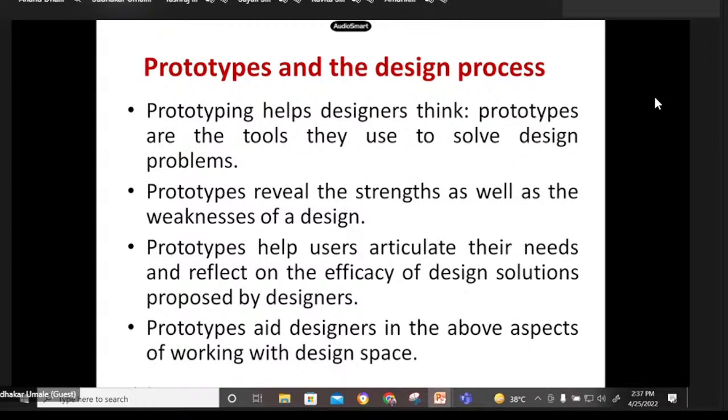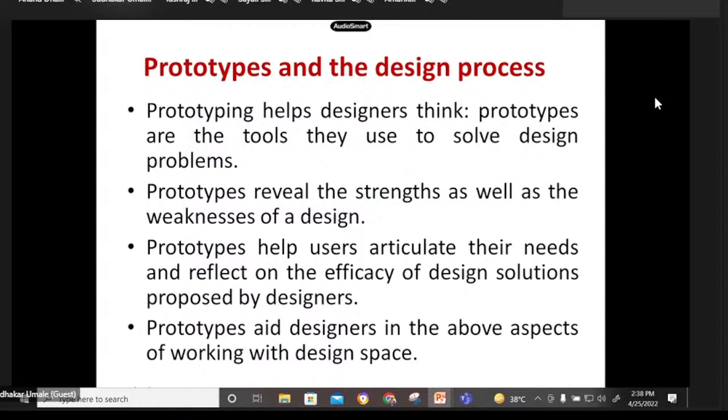Prototypes and the design process. Prototyping helps designers think. What is the designer thinking when making a prototype? Prototypes are the tools they use to solve design problems. So the engineers are using prototypes as a tool to solve design problems. Prototypes reveal the strengths as well as the weaknesses of the designs. So when we want to test it, we have to note down the strengths and the weaknesses of the designs. I have already given the SWOT analysis. Here we are doing the SWOT analysis.